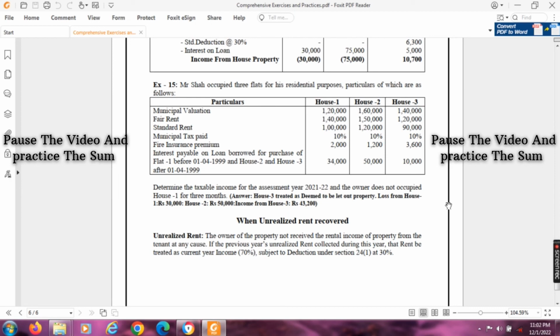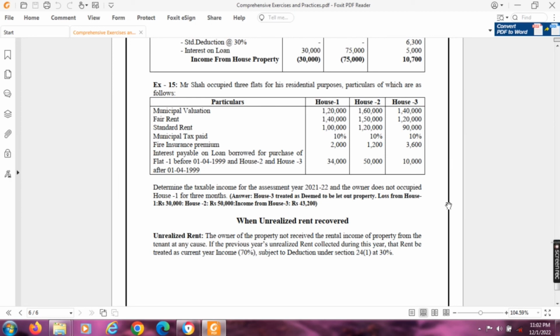The last adjustment is when unrealized rent is recovered, where the owner of the property has not received the rental income of the property from the tenant at any cost. If the previous year's unrealized rent is collected during this year, that rent is treated as current year's income, only 70%. Why? Because it is subject to deduction under section 24 clause 1 at 30%. So 70% of the previous year's unrealized rent, if recovered in this year, is taxable.